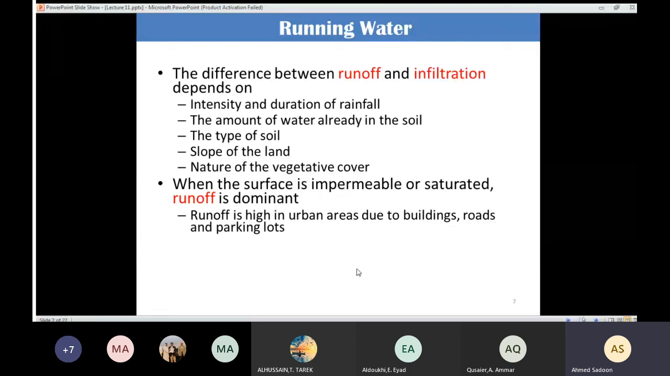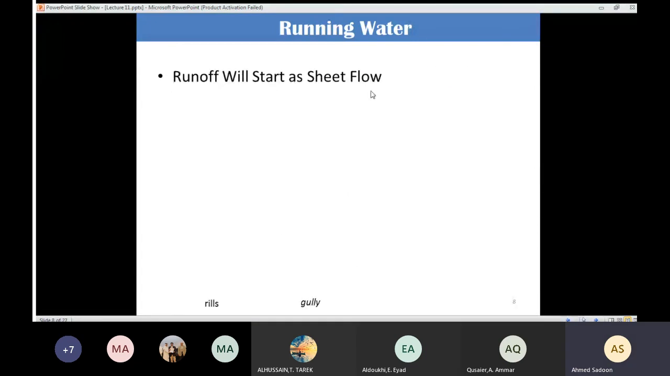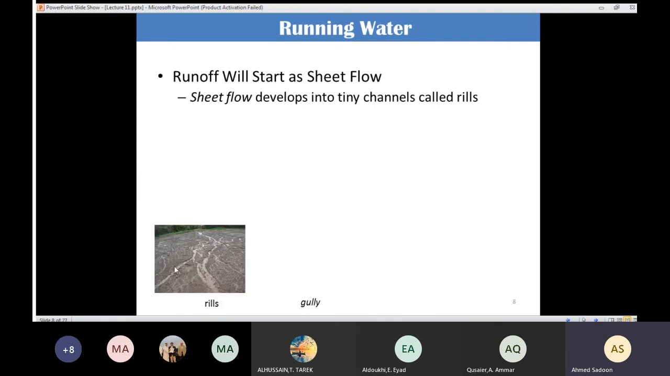Okay, so runoff will start as sheet flow, like sheets of flow. I think most of you see the runoff in your streets, since most of you are living in urban areas, right? So for example, if you have rainfall on asphalt, you are going to see runoff, mainly because the surface is impermeable. The runoff will start as sheet flow. Then sheet flow develops into tiny channels called rills. This one is the rills. Okay, so small channels like this one.